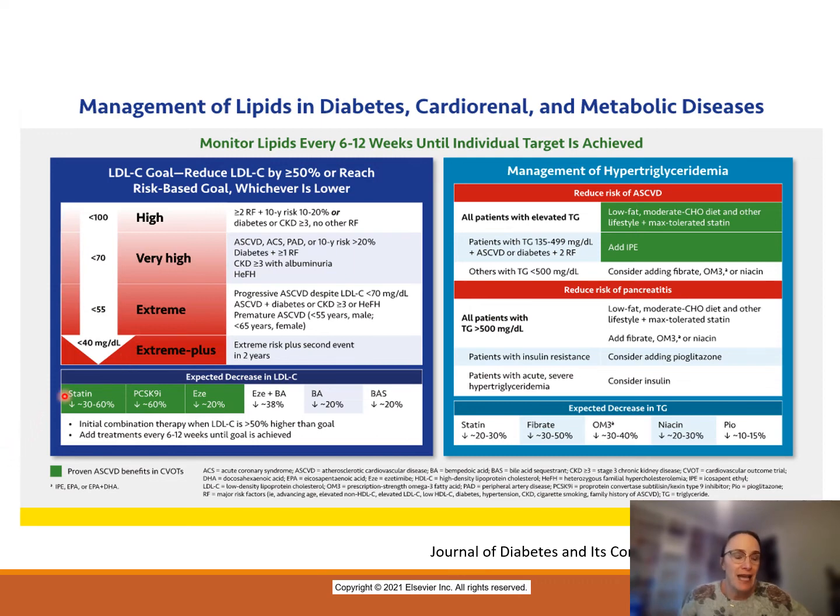So we've got statins, which will lower LDL anywhere from 30 to 60%. We've got our PCSK9 inhibitors, which is a great class of medication, and we're seeing up to 60% or more reduction in LDL. And then we have ezetimibe, which is basically about a 20% reduction in LDL. Again, everything listed in green has been proven to have cardiovascular benefits in cardiovascular outcome trials. So I think this is really helpful in terms of where you want to target your cholesterol in some of your diabetics and different patients.